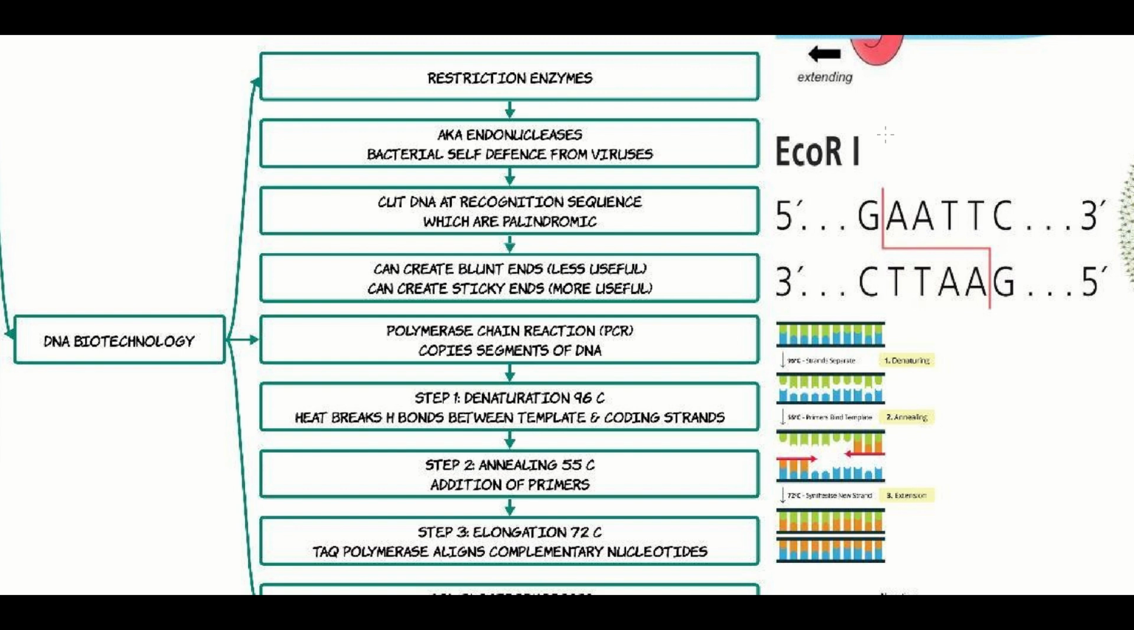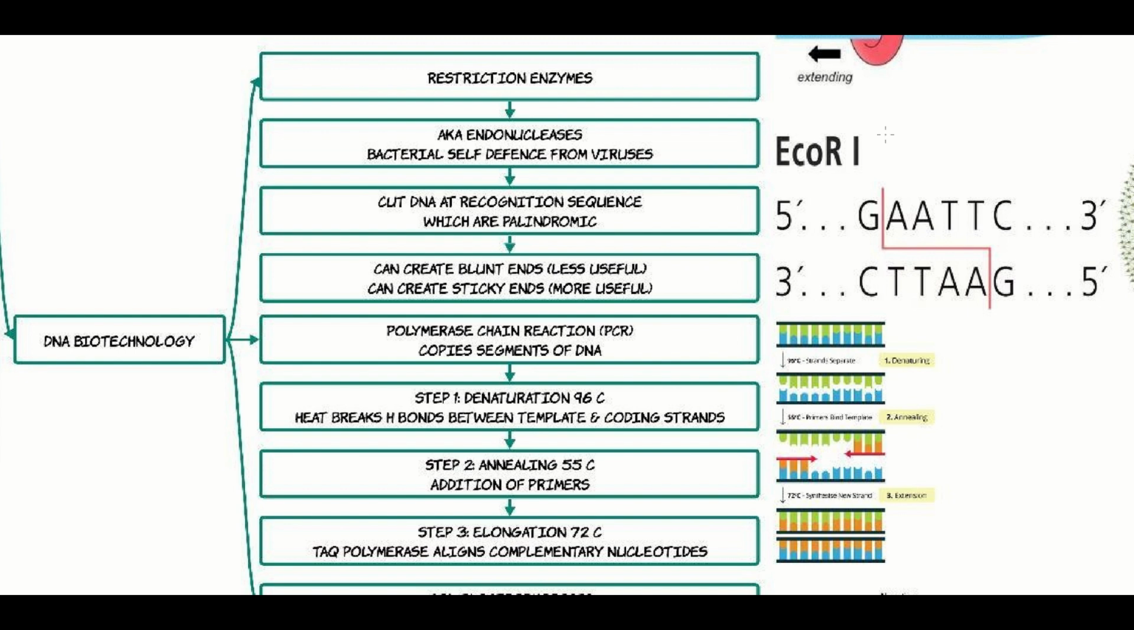Next, we need to know about DNA biotechnology. And there are 3 types of biotechnology we need to know. First is restriction enzymes, also known as endonucleases. These are enzymes found in bacteria that cut up viral DNA, which is like the bacterial self-defense system. They cut at a recognition sequence, and the recognition sequence is normally palindromic. When they cut the DNA, it can create blunt ends, which are less useful, or sticky ends, which are more useful.